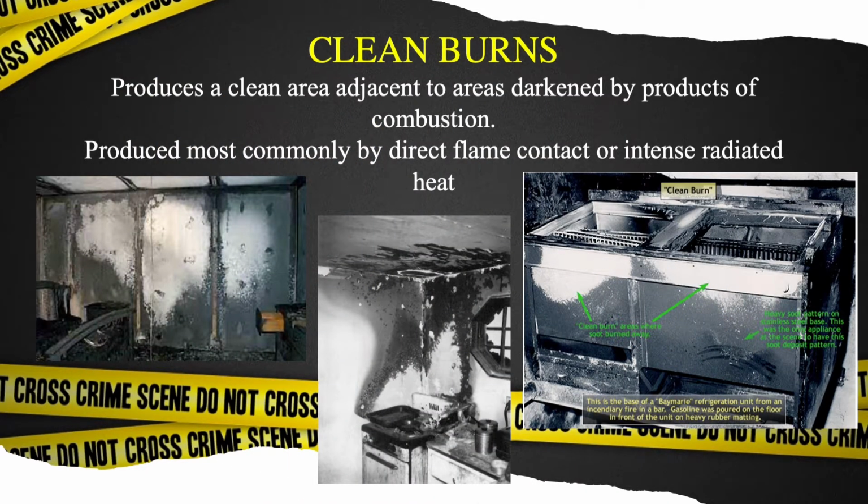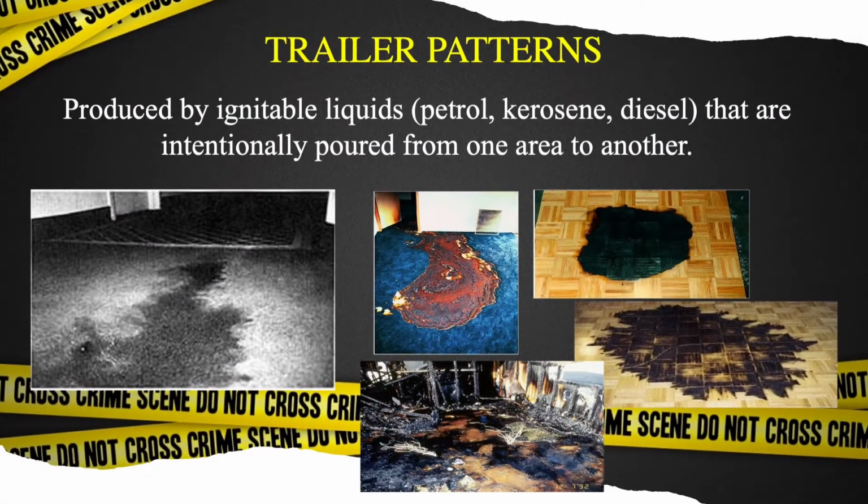Next, clean burn. Clean burn produces a clean area adjacent to area darkened by products of combustion. It is produced most commonly by direct flame contact or intense radiated heat. Lastly, trailer pattern. Trailer pattern is produced by ignitable liquid such as petrol, kerosene and diesel that are intentionally poured from one area to another.